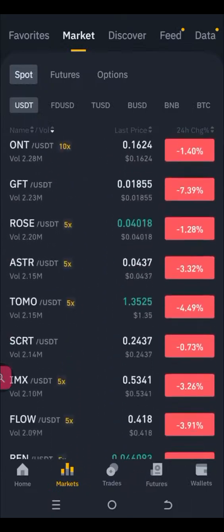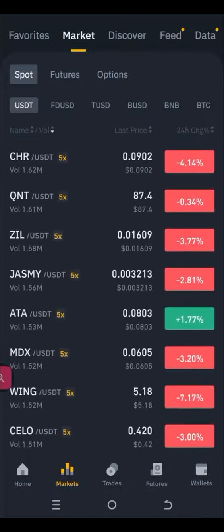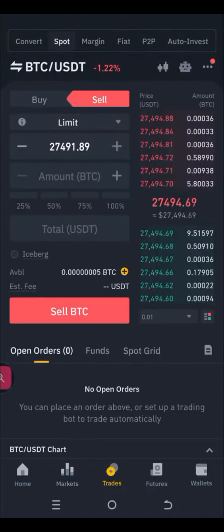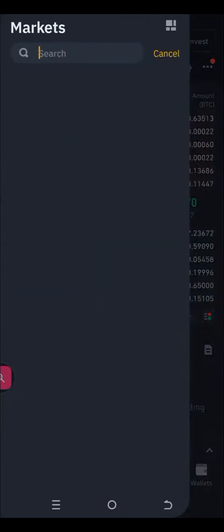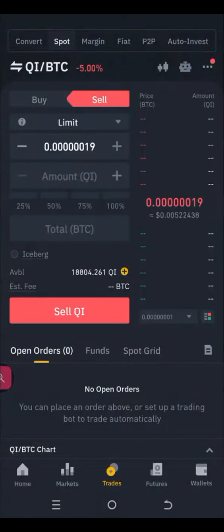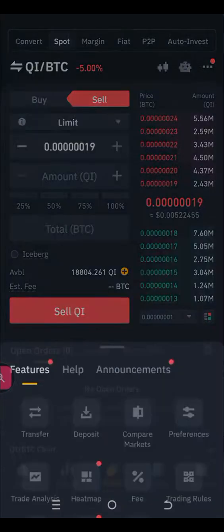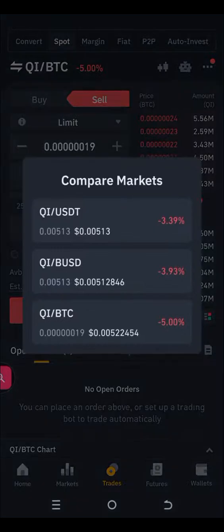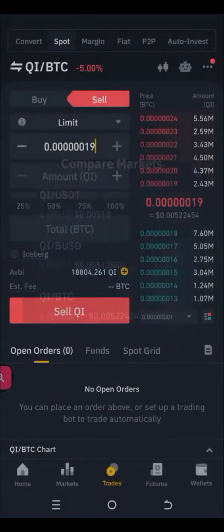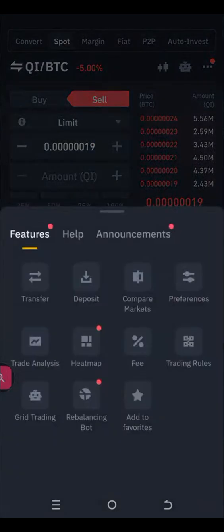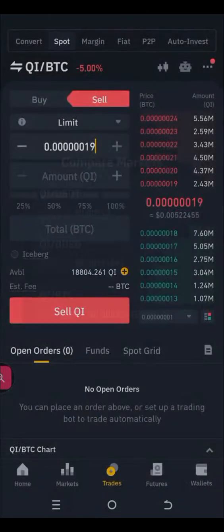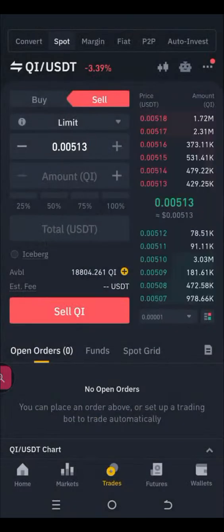It's almost 90% red. And so in that case, we'll definitely have to set a sell limit. That's all we're going to do. So let's go and check. We're just going to have to wait. Oh no, this is QIBTC. Let's go back to QIUSDT. So we're going to set a sell limit and just wait for it to execute.